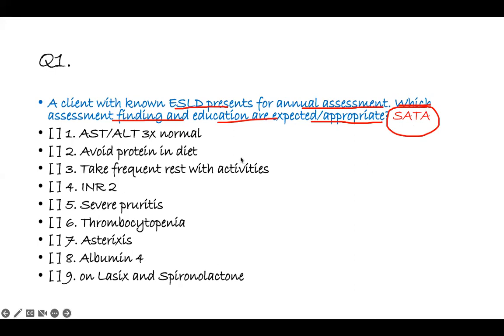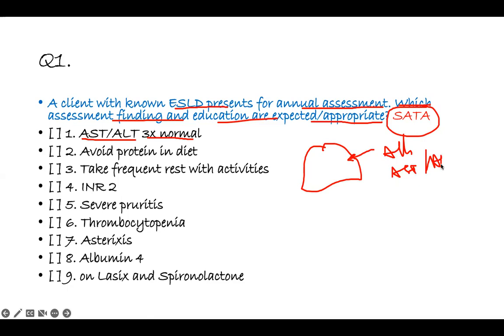So as we talked about, they give you AST, ALT is 3 times normal. I told you the main liver function test is either albumin or AST, ALT.